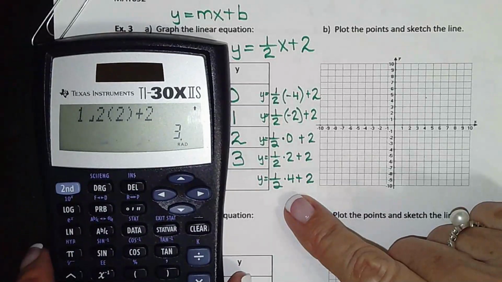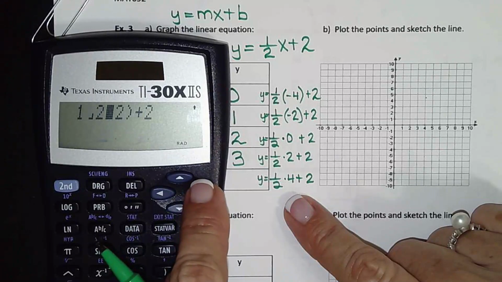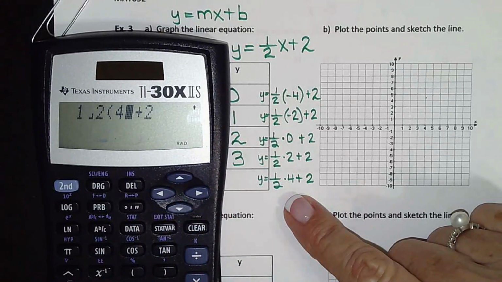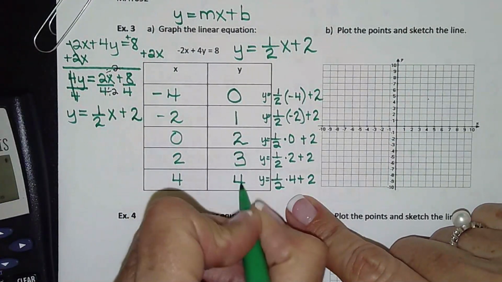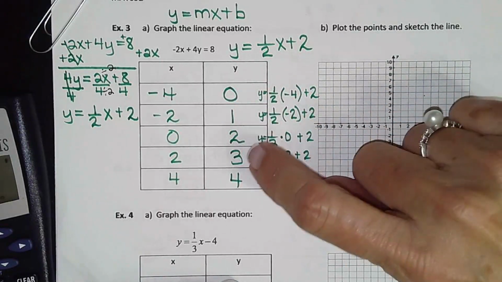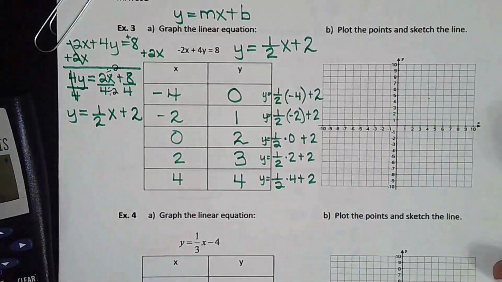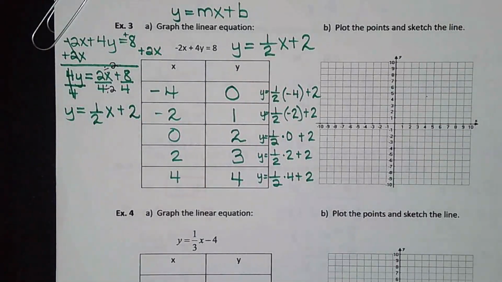And last but not least, up arrow and change your 2 to 4. And that is 4. And we can see the pattern that I told you will always be there. Add 1, add 1, add 1, add 1. There we go. So now we're ready to graph.